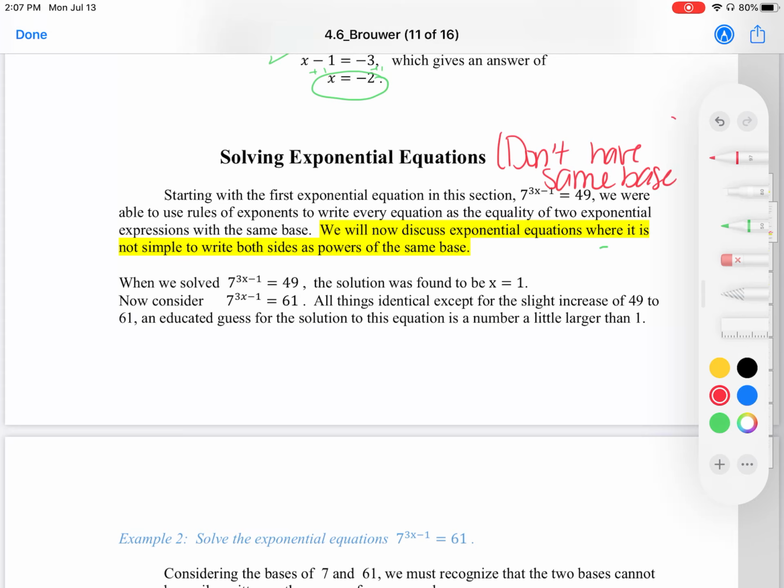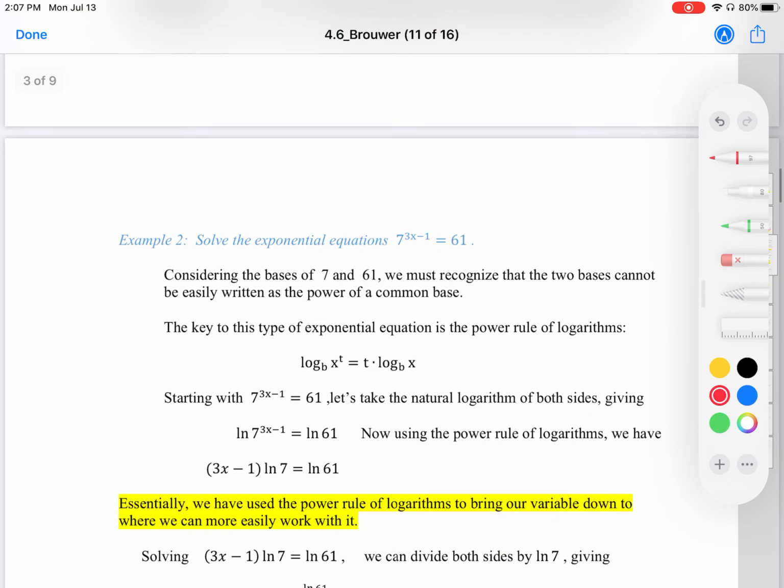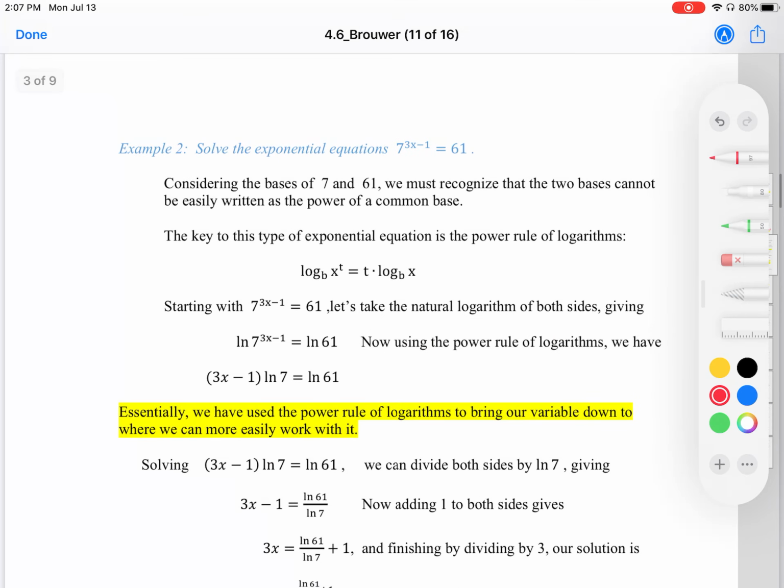What do we do here? Well, we rely on our logarithm rules. So example 2. Considering the base of 7 and 61, we recognize that the two bases cannot be easily written as a power of a common base. The key to this type of exponential equation is the rule of logarithms.